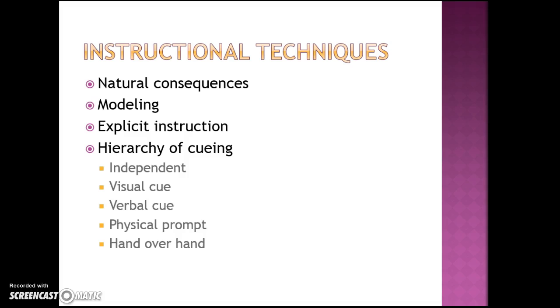Some instructional techniques that you can use when teaching choice making. The first one is natural consequences. So once you get to that preferred, non-preferred step, even if the individual chooses the item that you know they don't want, give it to them anyway. That's an example of natural consequences.